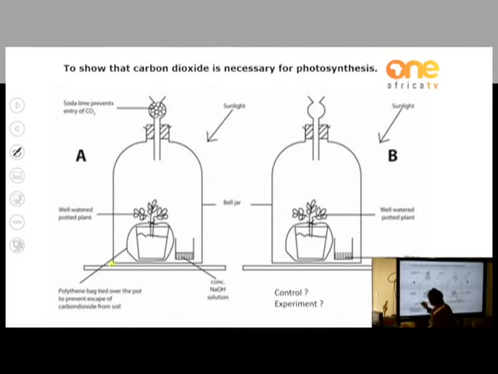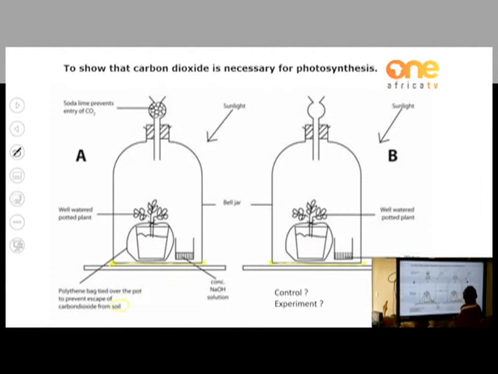Added here at the bottom, to make sure that it is really sealed off. And we will do everything on both investigations. What do we see here? We see that they seal off even the soil.